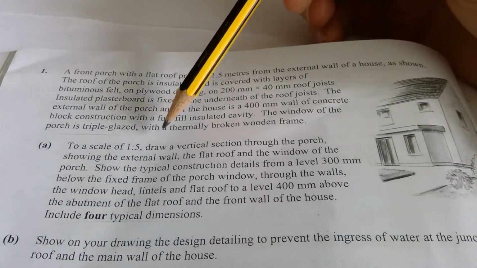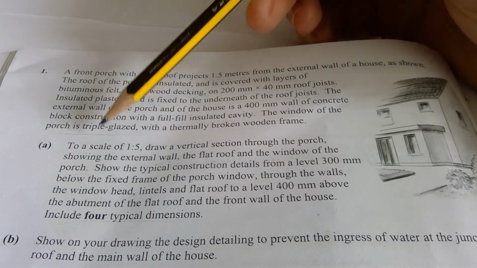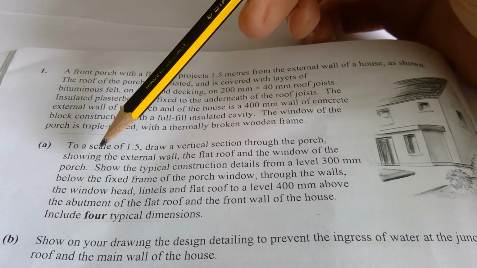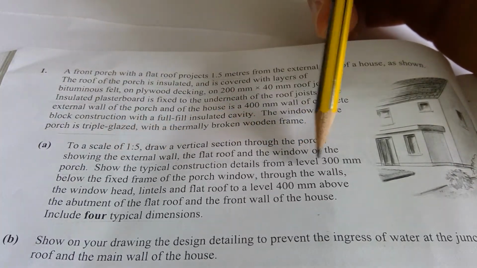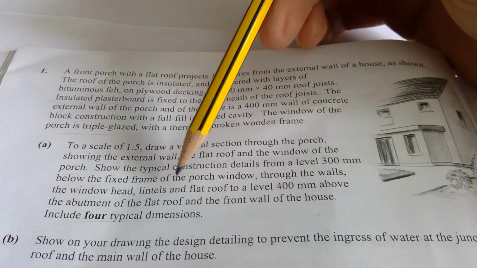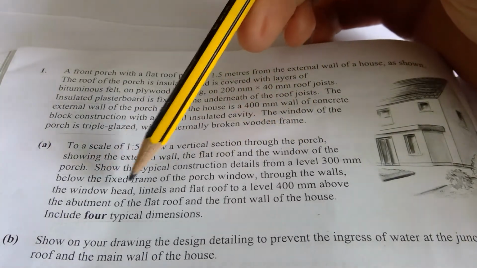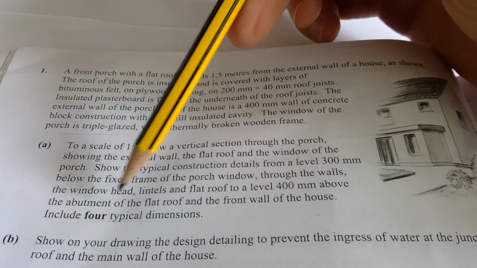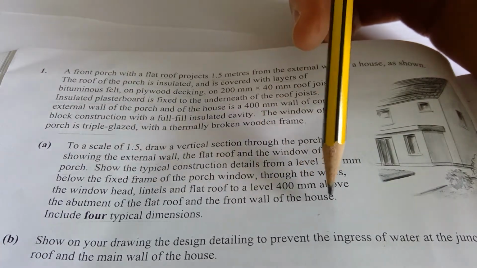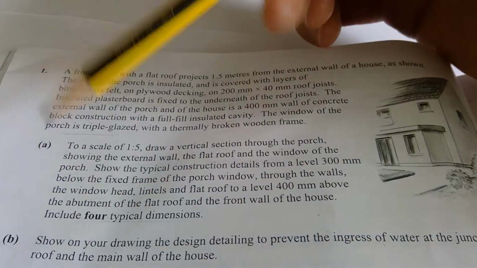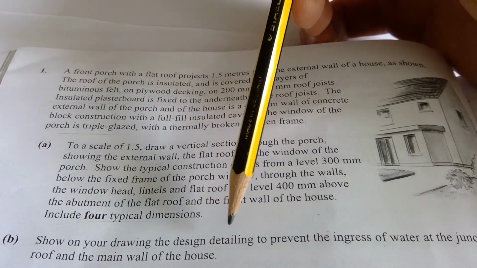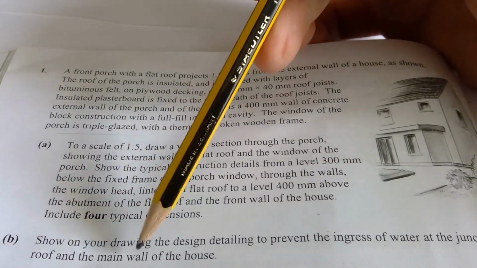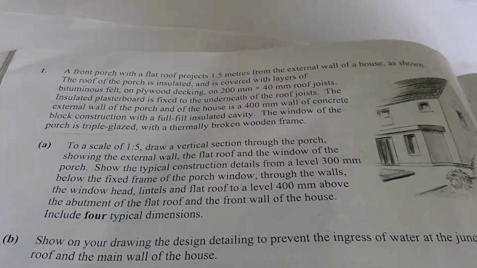To a scale of 1 to 5, draw a vertical section through the porch, showing the external wall, the flat roof, the window of the porch. Show the typical construction details from a level 300mm below the fixed frame of the porch window, through the walls, the window head, the lintels, the flat roof, to a level 400mm above the abutment of the flat roof and the front of the house. Include 4 typical dimensions. And part B, show on your drawing the design detailing to prevent the ingress of water at the junction of the flat roof and the main wall of the house, so the abutment of the house.